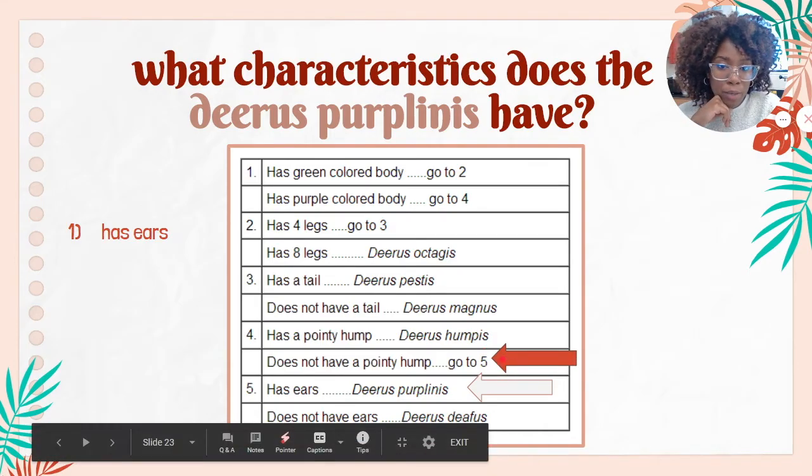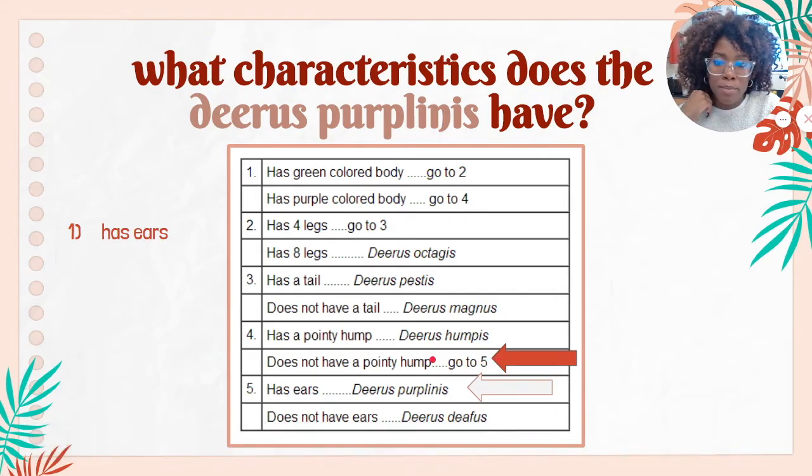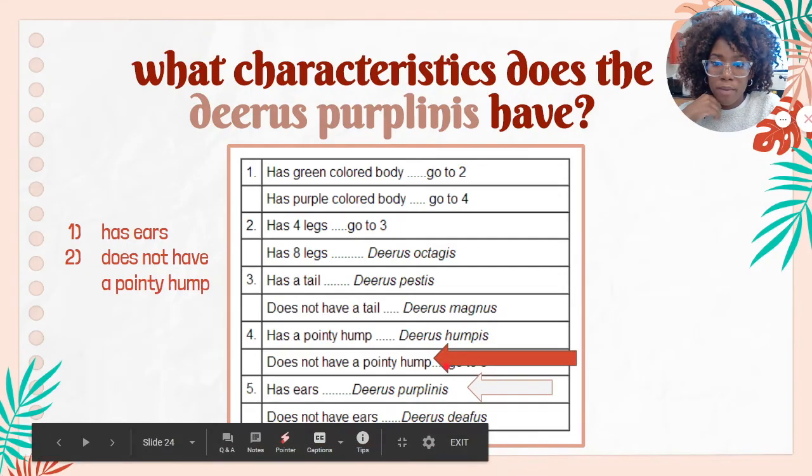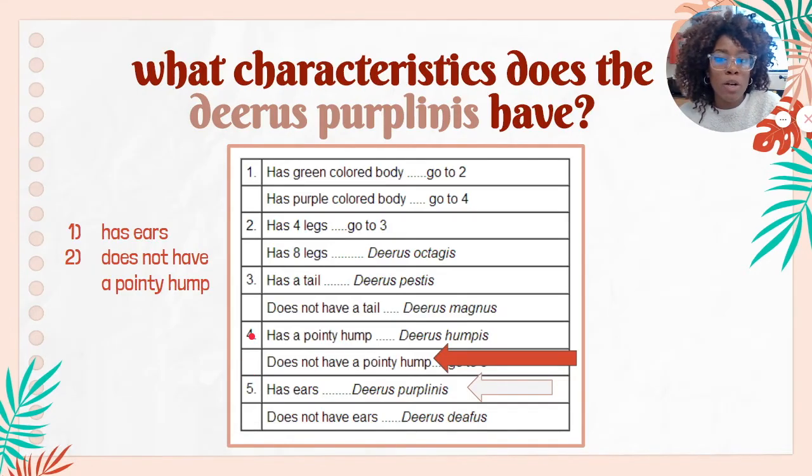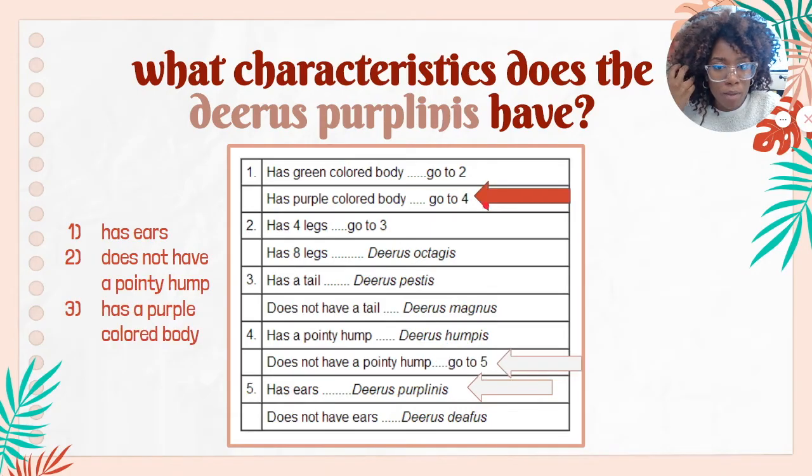So now we're going to continue working backwards. It tells us that this organism does not have a pointy hump. So that's another characteristic. Now what? Well, that's 4. So that means I'm going to find where above it told me to go to 4. So where did it say that? Boom, right here. It said go to 4. So then that tells me that this organism also has a purple colored body. And then it says 1. Nowhere above it tells me to go to 1 because the 1 is where we start. So that means that we're done. So those are the 3 characteristics that it has.